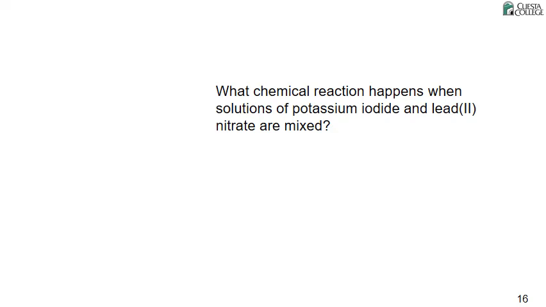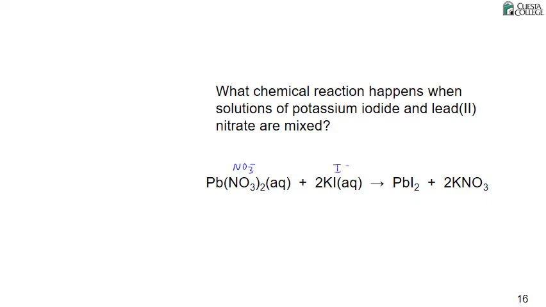We can use those solubility rules to predict the products of different chemical reactions. For example, what chemical reaction might happen when solutions of potassium iodide and lead 2 nitrate are mixed? Here's a chemical equation that describes the reactants forming products. This is a double replacement reaction, so the negatively charged nitrates switch places with the negatively charged iodides, and the products are the lead 2 iodide and the potassium nitrate.